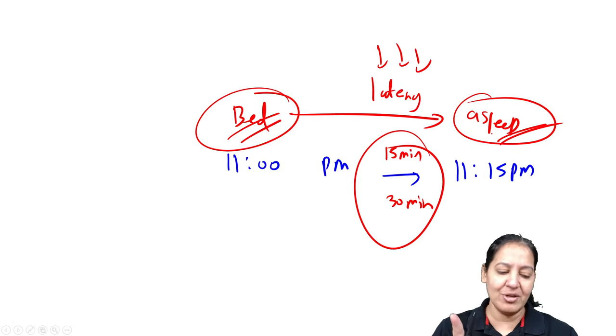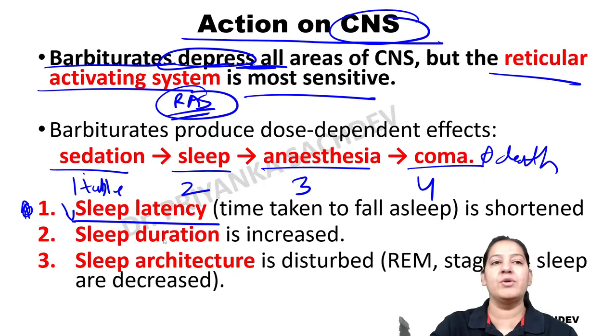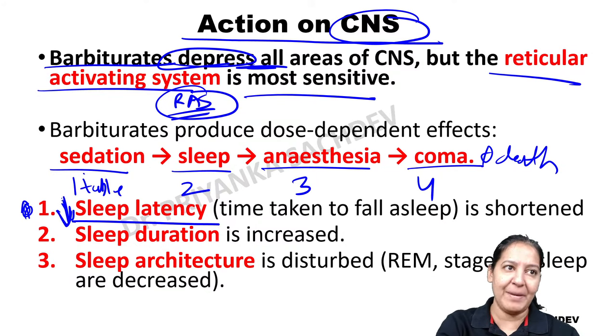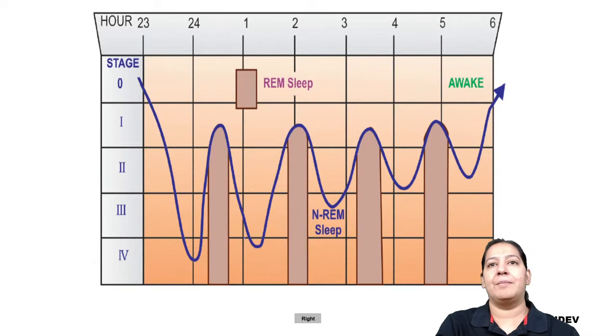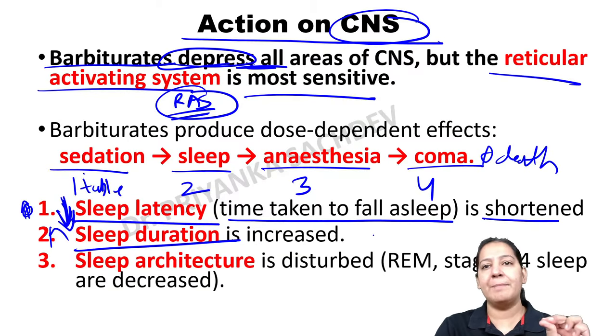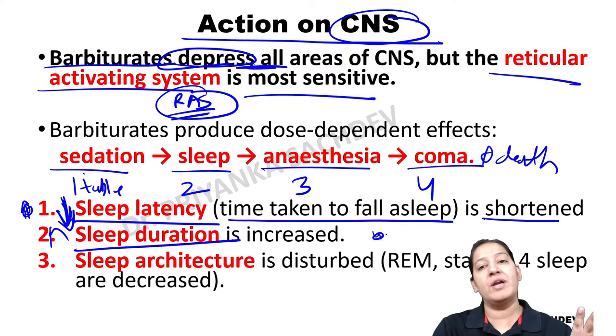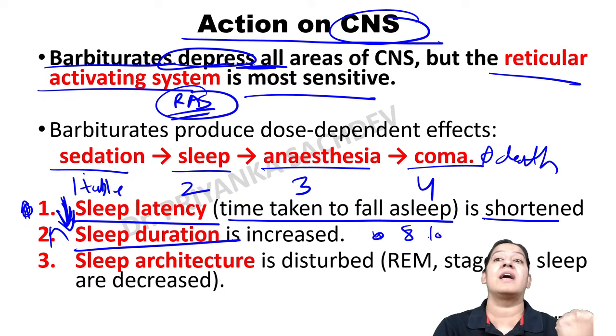Barbiturates are the tablets which reduce the patient's latency time, the time taken to fall asleep. It is shortened, so it is a good thing. It is also increasing the duration of sleep. Normally the person sleeps for 4 hours, 3 hours, 2 hours. If he takes a tablet of barbiturate, he can sleep for 8, 9, 10 hours, right? So the duration of sleep is increased.